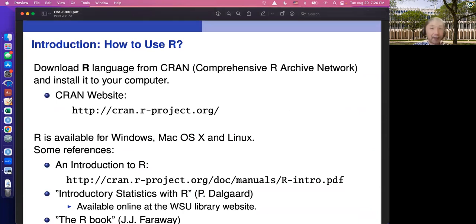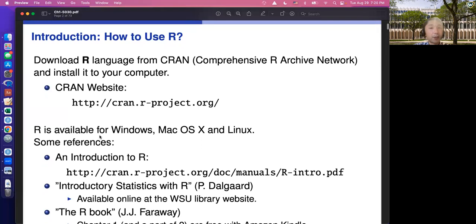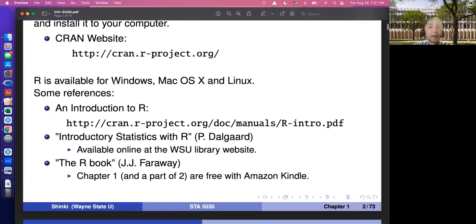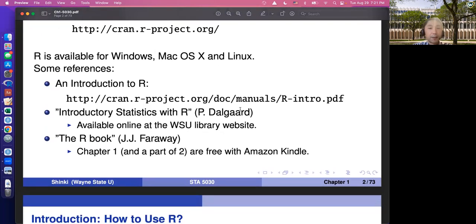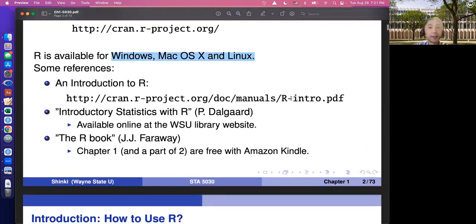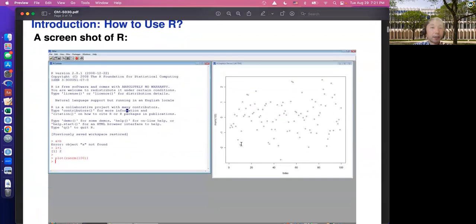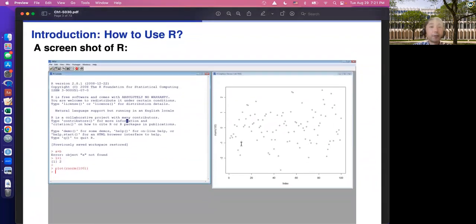So download R language if you have not, before the next lecture. Installation is pretty easy. Probably it takes only 15 seconds after you downloaded the file. And yes, R is available for these 3 operating systems. And this is a screenshot of R in Windows.